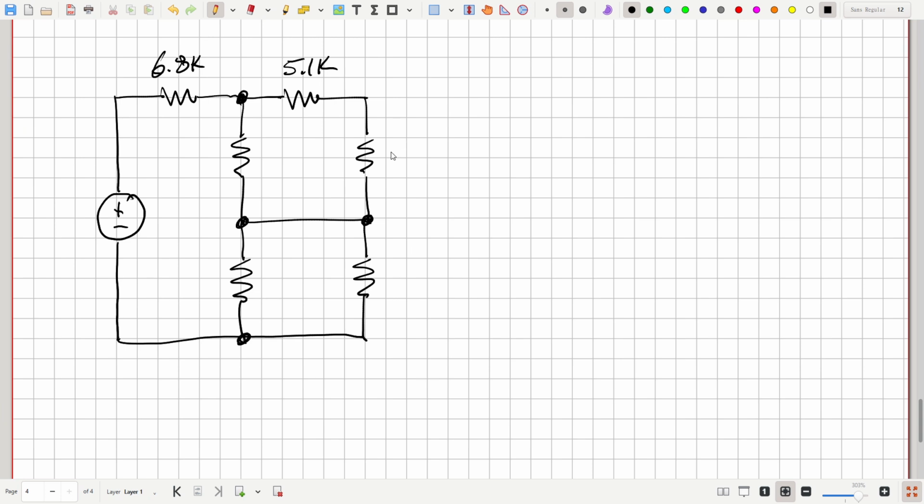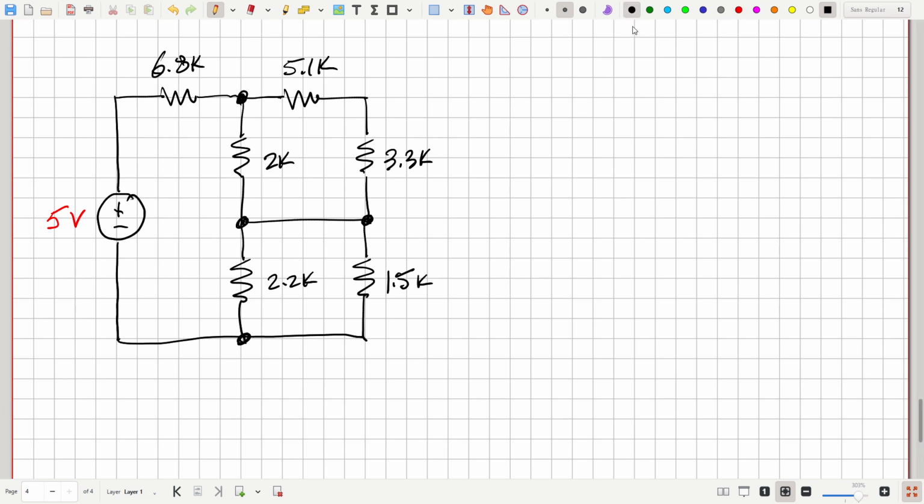This is common, you'll see on schematics. Often you leave off the units, they're understood. It makes it a little less crowded. And our voltage source will be 5 volts. We'll put the units on that.